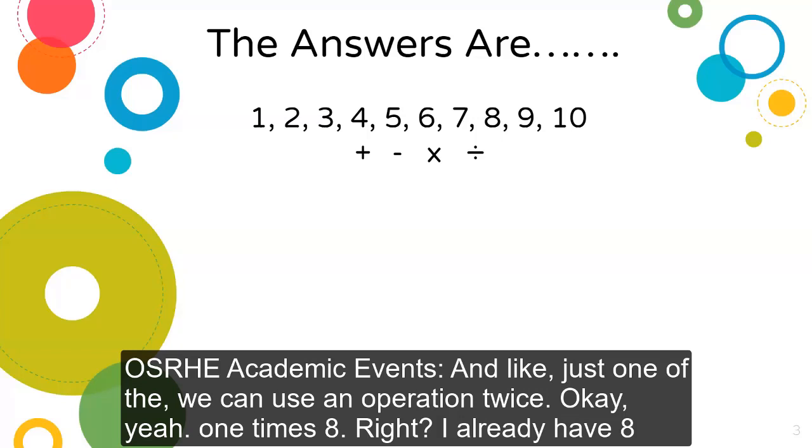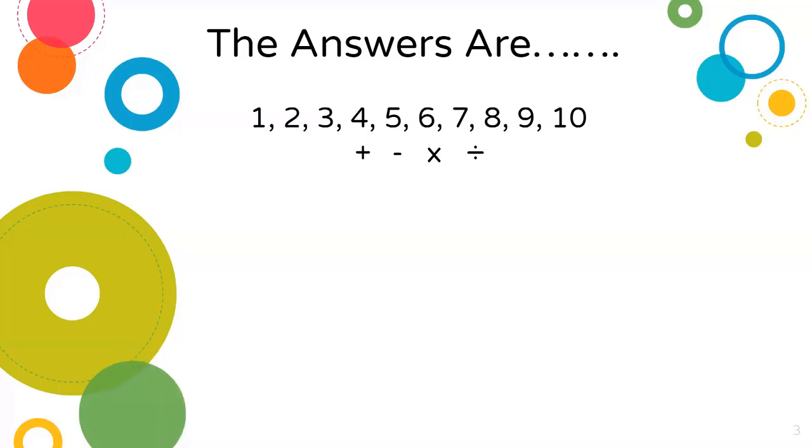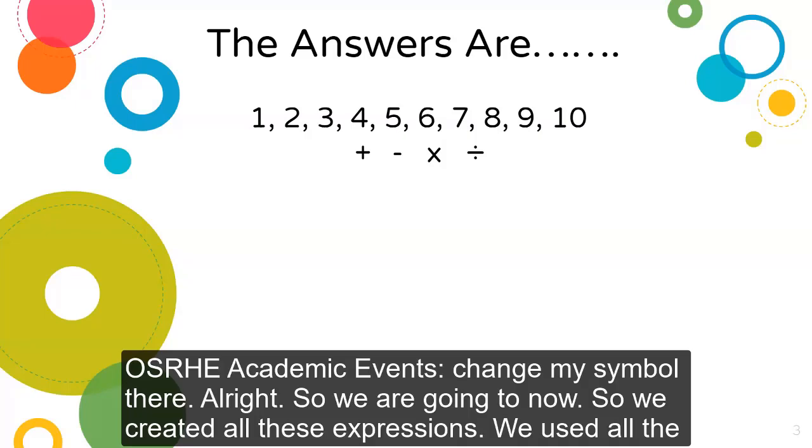Okay. Yeah. One times 8. All right, I already have 8 × 1. We'll talk about commutative property there. All right, so 8 × 1 is 8. So now we've used all of those. Okay, so change my symbol there. All right, so we've created all these expressions.